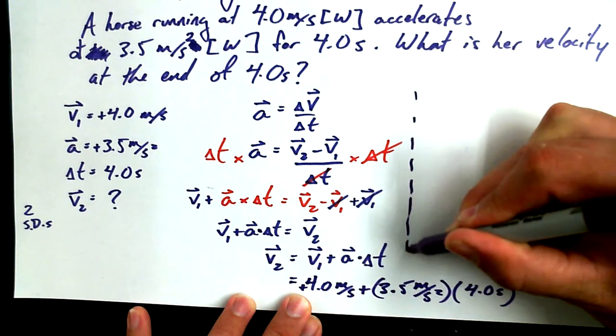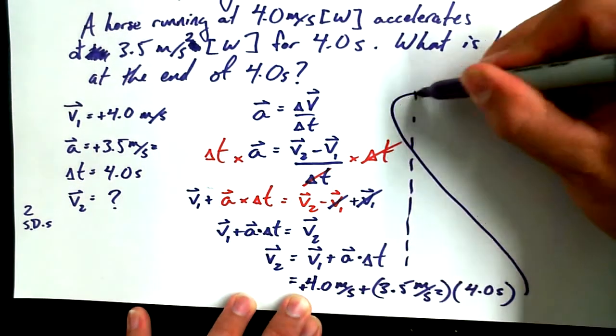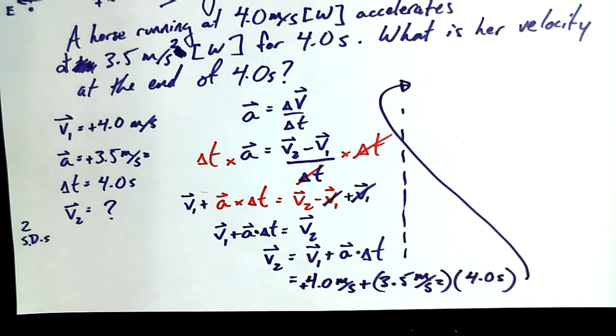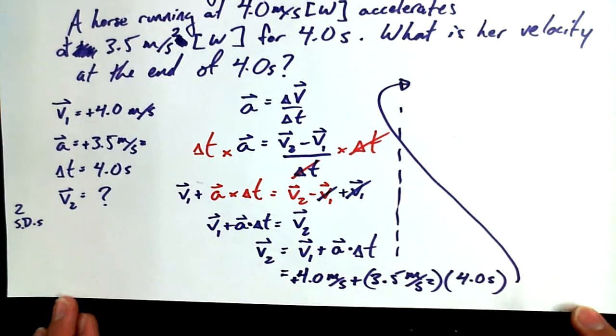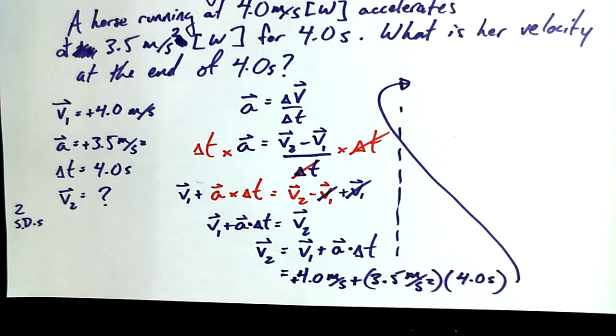I've run out of space on this page, but I'm going to artificially make some more for myself. 4 times 3.5. Can anybody do it in their heads? 12 plus 2, 14? Yeah? Or 2 times 3.5 is 7, times 2 again is 14, however you do it in your head.